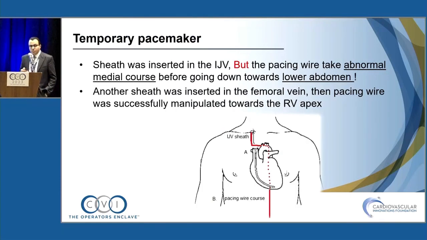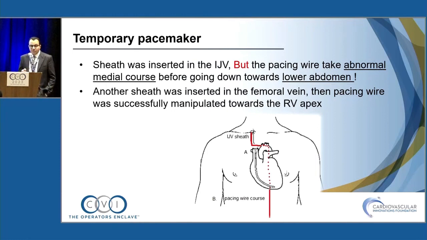So we decided to insert a temporary pacemaker wire for this patient. After gaining internal jugular venous access, every time we directed the pacing wire towards the right ventricle, it took an abnormal course downwards towards the abdomen. We repeated this maneuver every time, and it went to the abdomen.